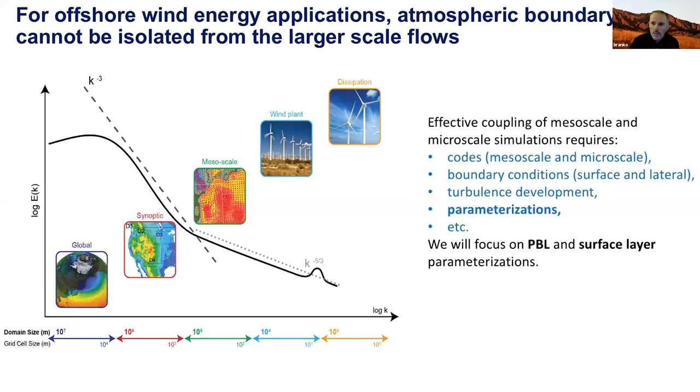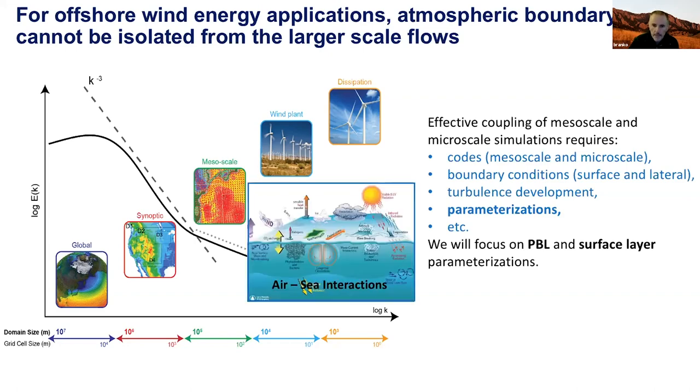So really we have to account for that when we are targeting meso to micro coupling, that all the atmospheric scales affect the finer scales. And for that purpose, we need codes that can do this transfer of energy from large scales to small scales. We need to have proper boundary conditions when we are coupling mesoscale to microscale, and turbulence development on microscale, that three-dimensional turbulence development, has to be accounted for. And we'll hear talks about that. I'll focus here more on parameterizations, PBL parameterization and surface layer parameterization.